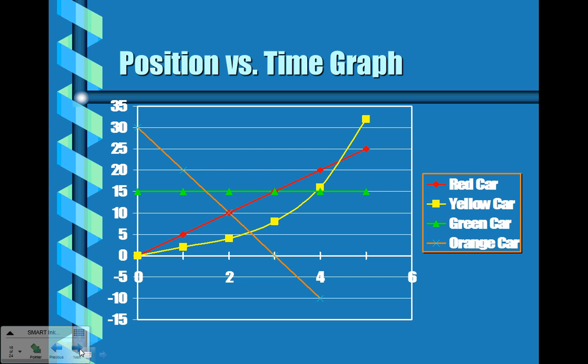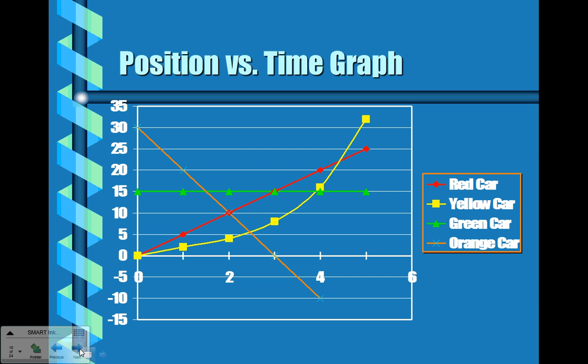The red car has a straight line starting at 0, so that means at time 0, it is already moving, and it's moving in a positive direction when time starts. It has constant velocity, moving in a positive direction. The yellow car starts off virtually at rest and builds up its velocity over time, increasing its displacement per second with each second that goes by.